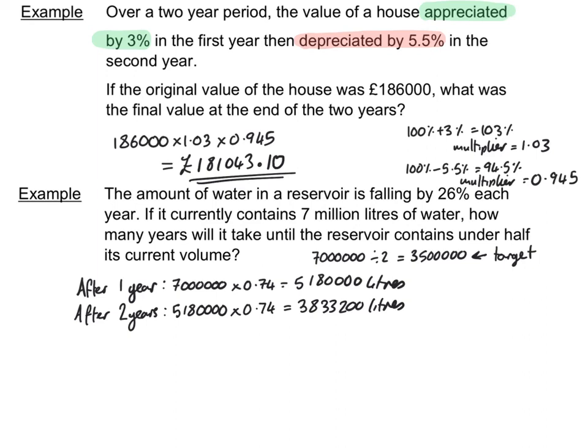So I'm going to go on to my next stage after 3 years. I think this will probably be the one. So 3 years. And I'm going to take last year's total, 3,833,200, and again I'm going to reduce that by 26%. And that's going to give me 2,836,568 litres. Okay, and I can see now that this value here is below my target value of 3.5 million. So I can say it takes 3 years.